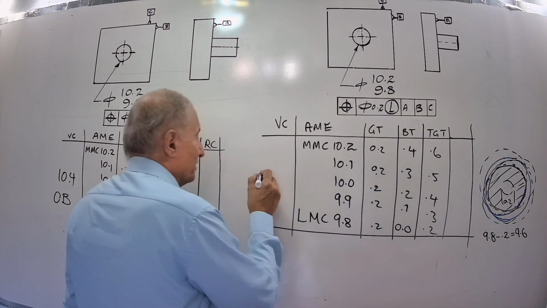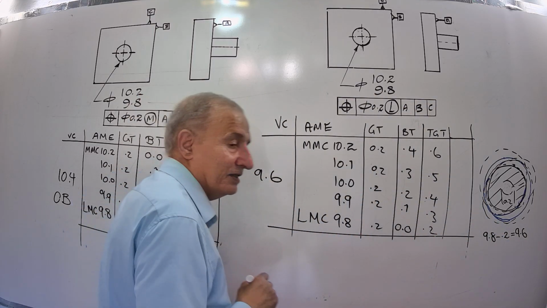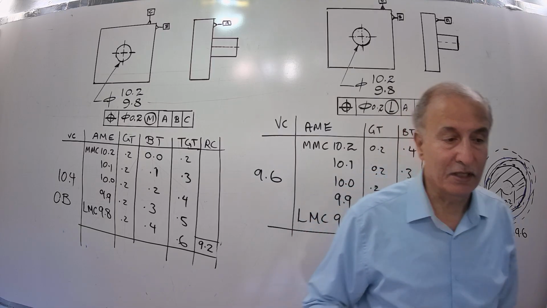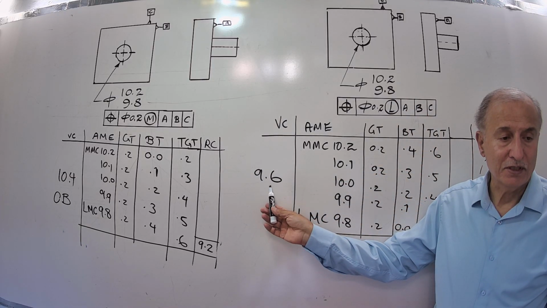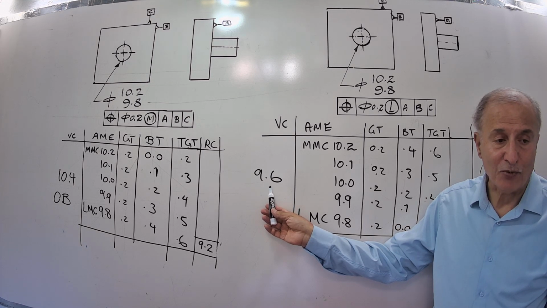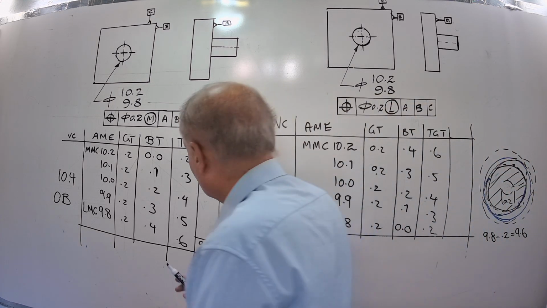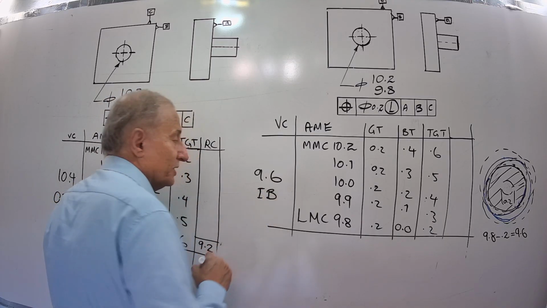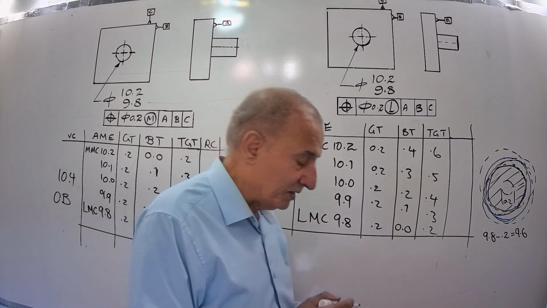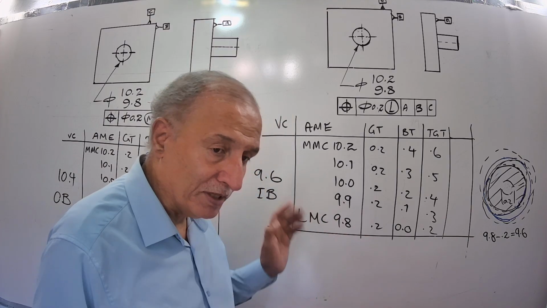That's the virtual condition. That's what actually the designer is worried about. It says that don't go less than 9.6. 9.6 is our inner boundary, virtual condition, and coincides with the inner boundary, the same as inner boundary. Then what happened? What does it mean?